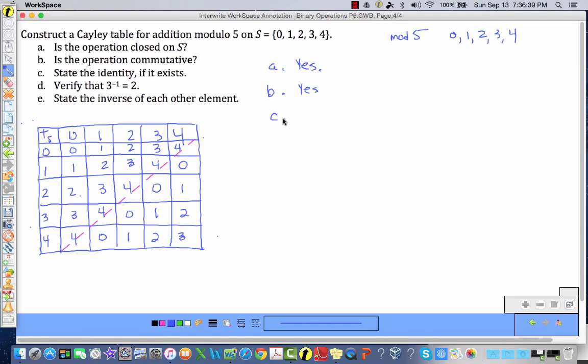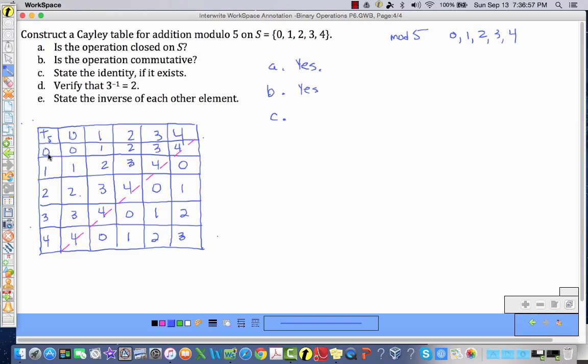State the identity if it exists. Well, what is the identity? If I perform the operation, do I get the same result? In other words, I started with 0. Do I end up with 0? I started with 1. After the operation, do I end up with 1?